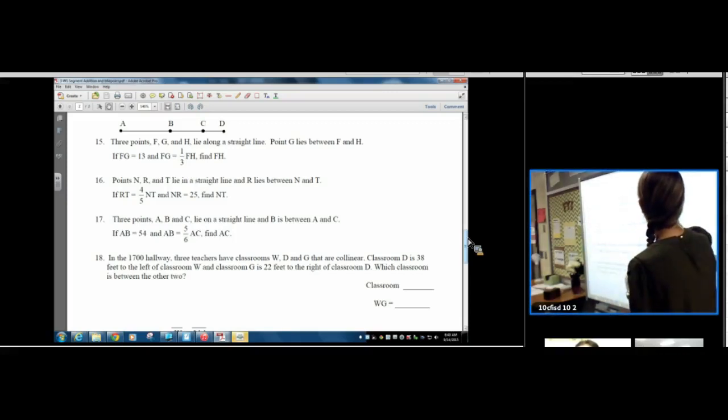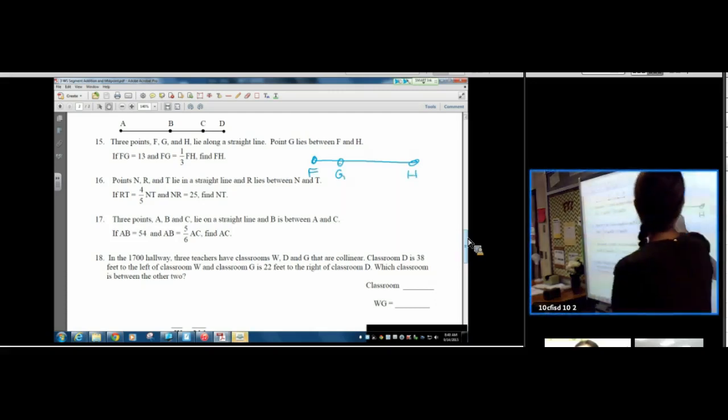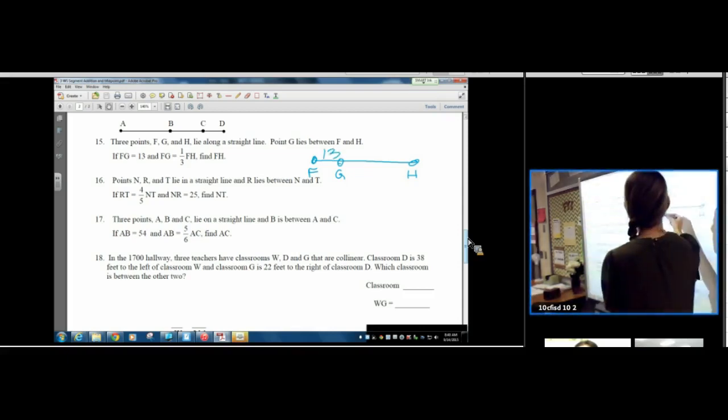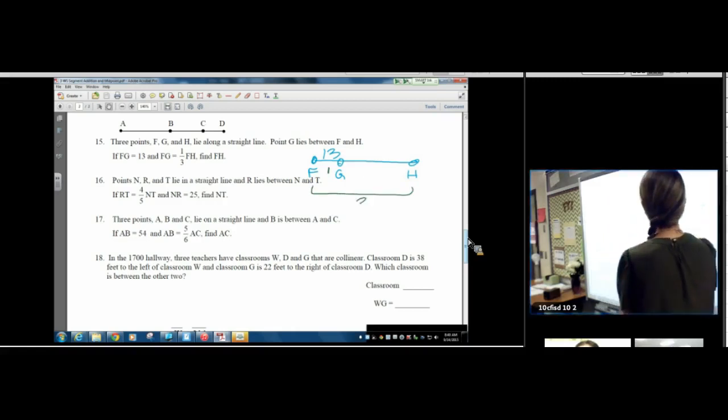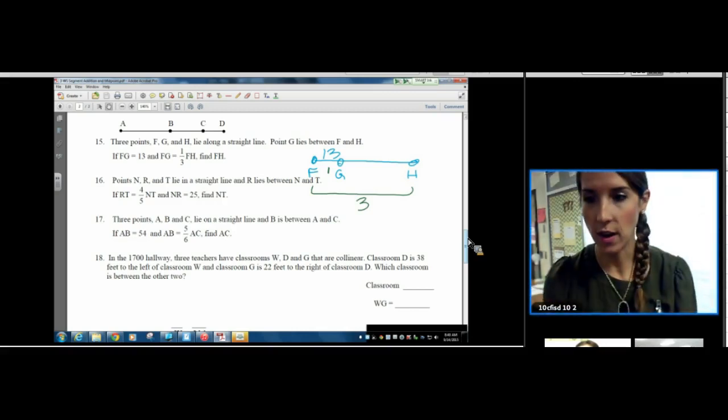F, G, and H lie along a straight line. Point G is between F and H. If FG is 13 and FG is 1/3 of FH, find FH. So FG is 1/3 of FH.